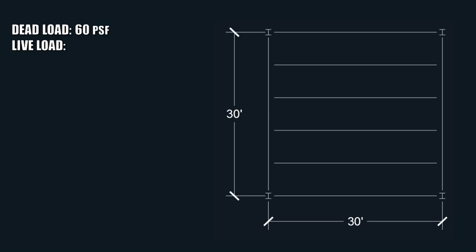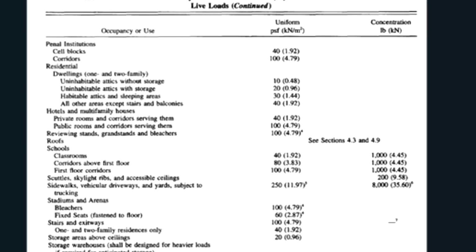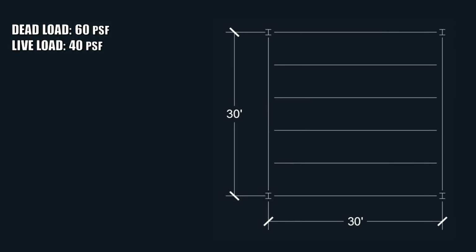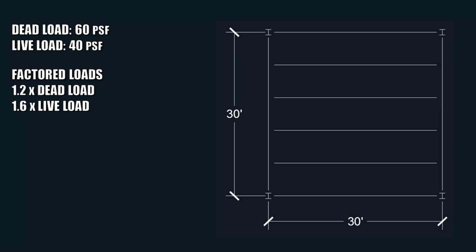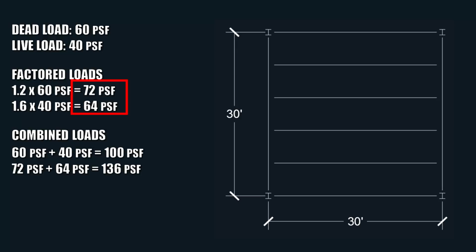As for our live load, we look at table 4.1 in the ASCE 7 for the live load rating for the floor beams of a private residence, and we find it to be 40 PSF. From that, we want to calculate our factored loads, which is going to be 1.2 times the dead load and 1.6 times the live load. Again, the numbers to use for these load factors are found in the ASCE 7, so that's going to come out to be 72 PSF for the factored dead load and 64 PSF for the factored live load. For the combined loads, we just add things up. We get 100 PSF for the combined unfactored load and 136 PSF for the combined factored load.